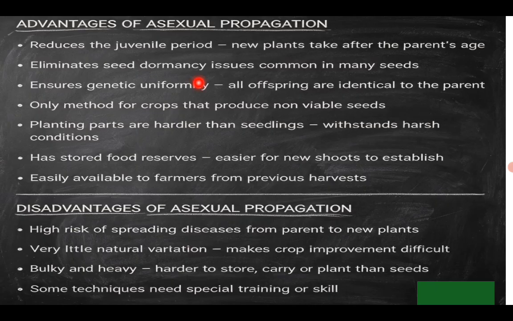Like we saw with sexual reproduction, asexual reproduction or propagation of plants also has advantages and disadvantages. Among the advantages, it reduces the juvenile period, so new plants take after the parent's age. It eliminates seed dormancy issues common in many seeds. It also ensures genetic uniformity; offspring are identical to the parent. This is the only method for crops that produce non-viable seeds.